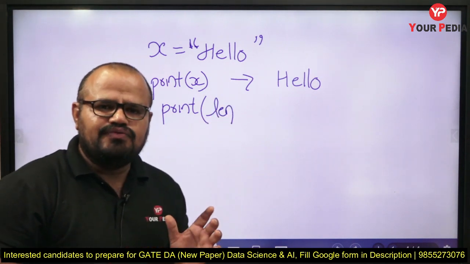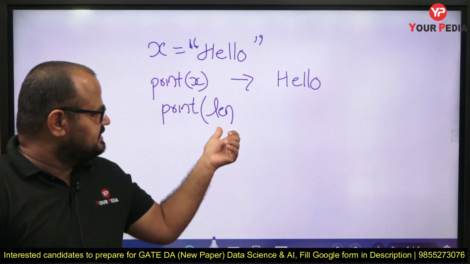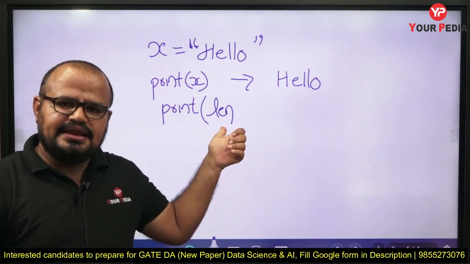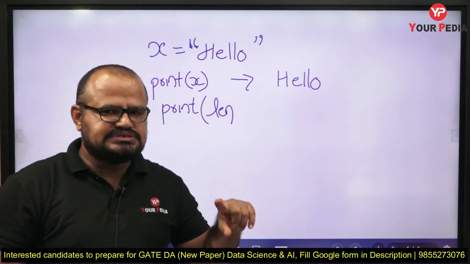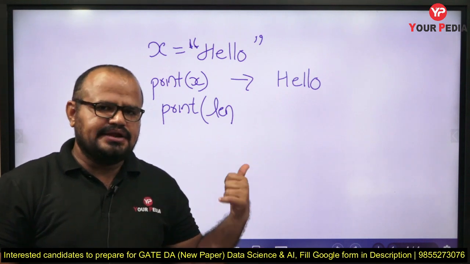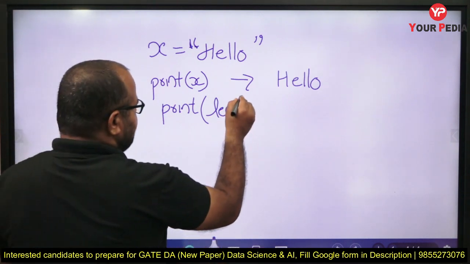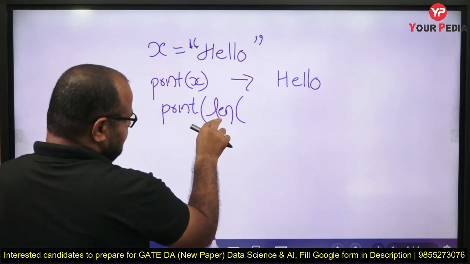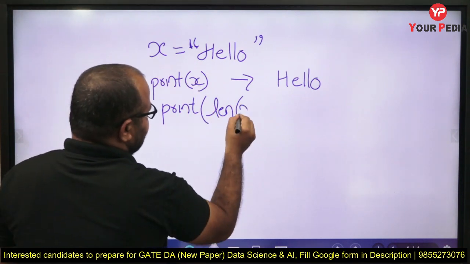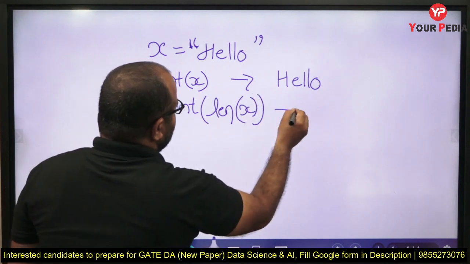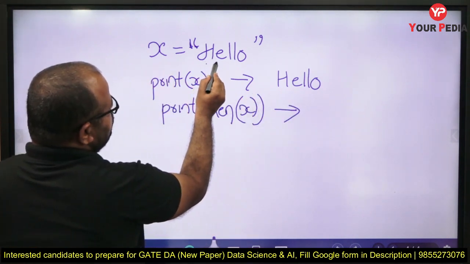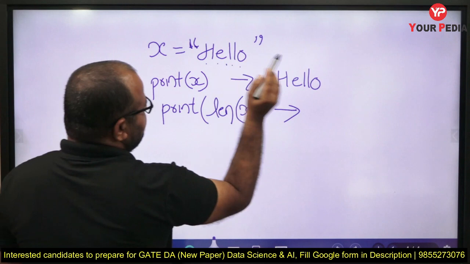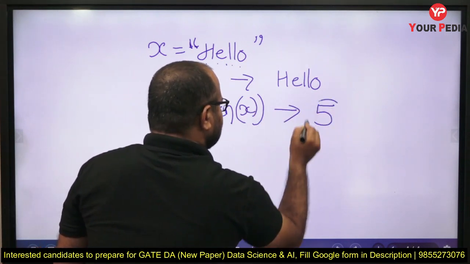To find the length of a particular string, we have a function called len, and as we know, a function always starts with an open bracket and closes with a close bracket. Fine. So what do you want? The length of what? X. It gives you output as 1, 2, 3, 4 and 5. It gives you output 5, keep in mind.